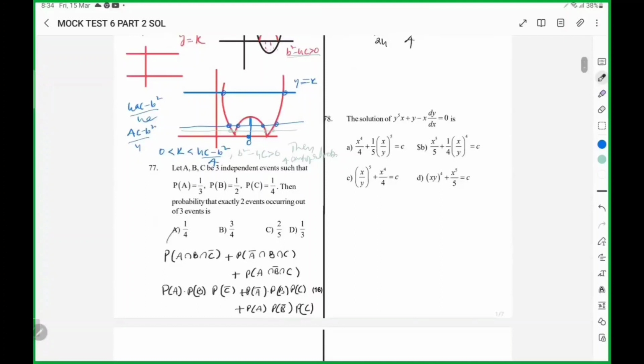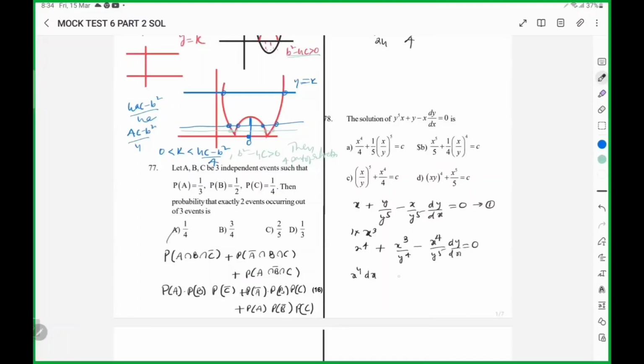Here, divide with y power 5, dy by dx is 0. Multiply with x cube. You get x power 4, x cube by y power 4 minus x power 4 by y power 5 dy by dx is 0.